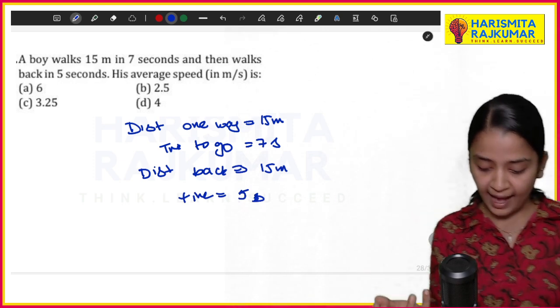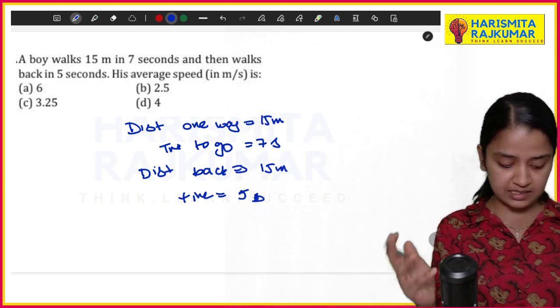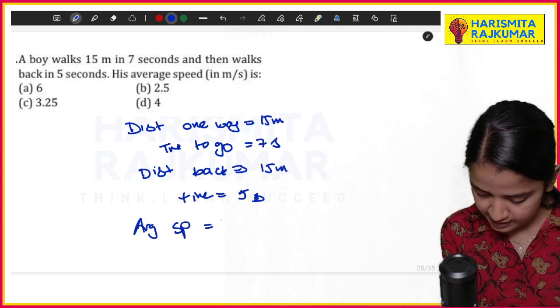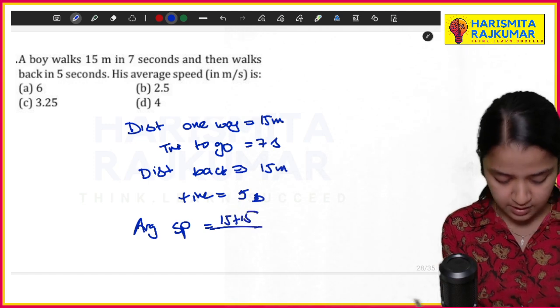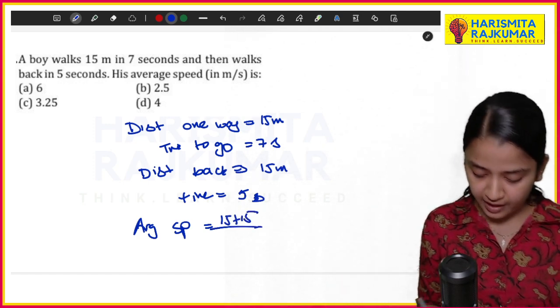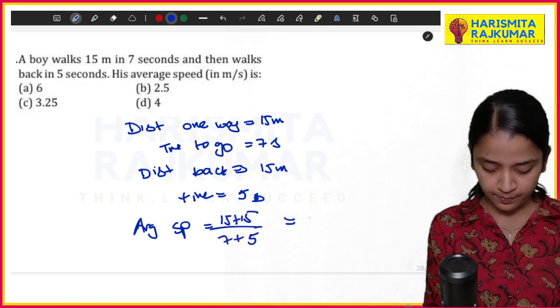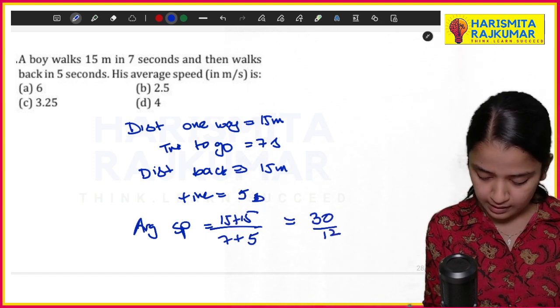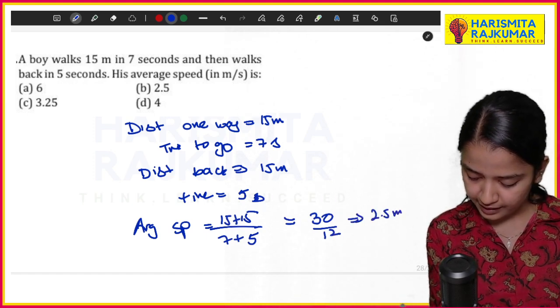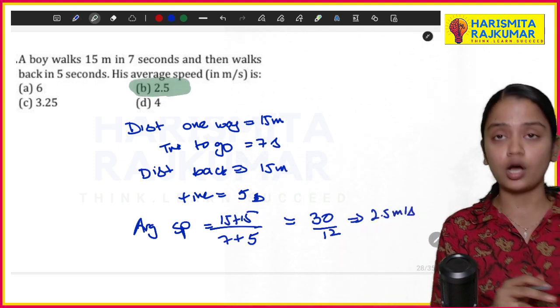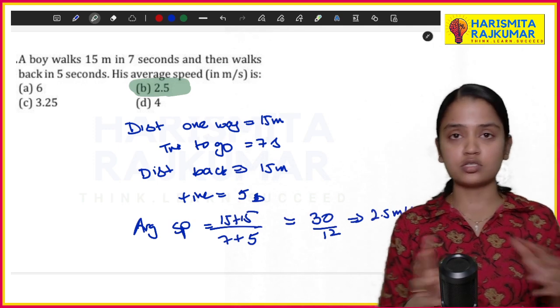Now average speed is nothing but total distance divided by total time. So it is 15 plus 15, that is total distance, divided by total time, 7 plus 5, which is 30 by 12. So you'll be having 2.5 meters per second as your answer. I hope you understood this question.